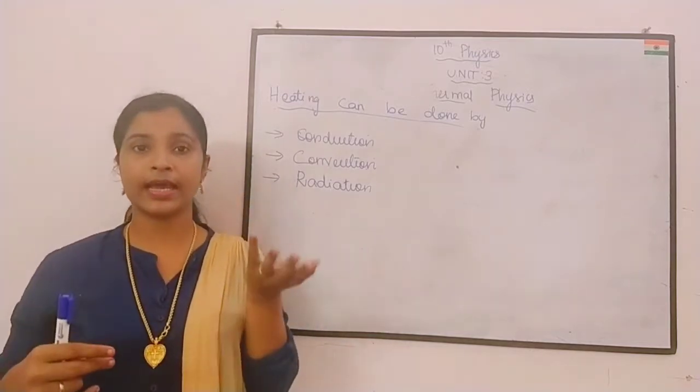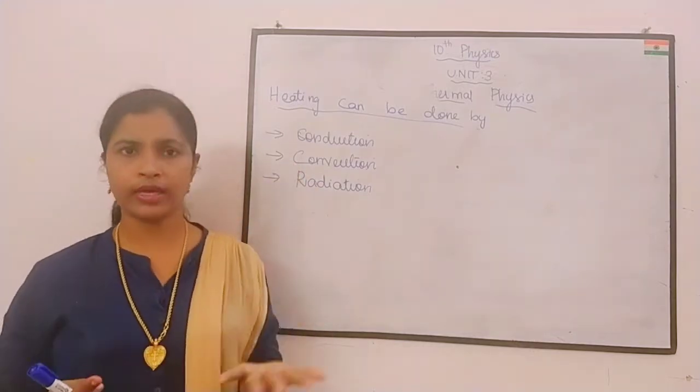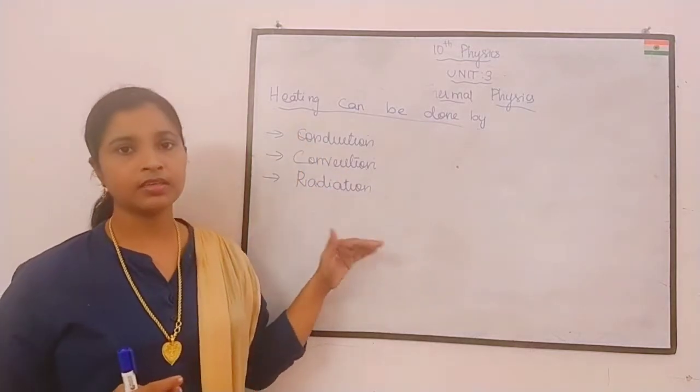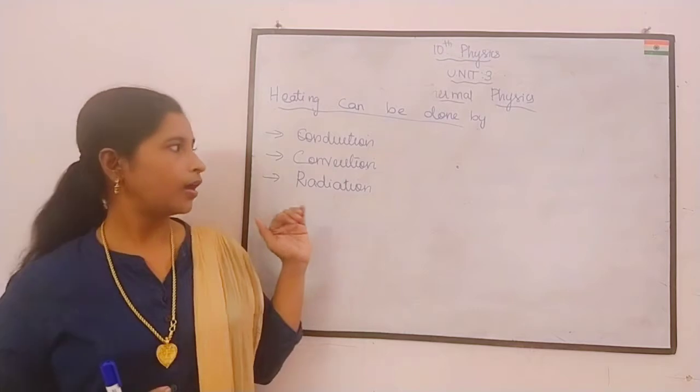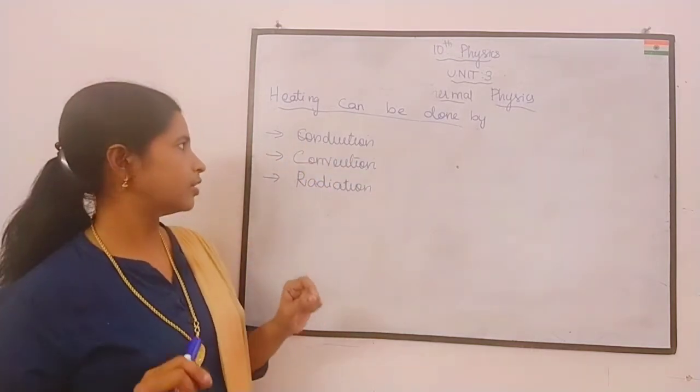How can the heating be done? It can be done in three ways. This you have studied in your lower classes. The heating can be done by conduction, convection and radiation. I think I need not explain all of these in detail. Anyway, I will give you some tips.